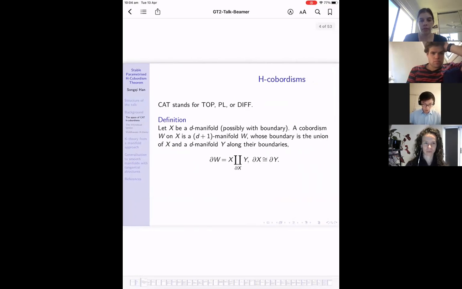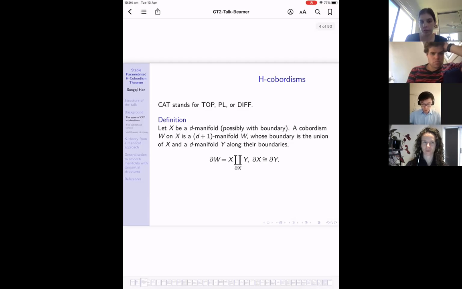And here comes the first player, which is the h-cobordism. In this section, CAT stands for topological manifolds or PL manifolds or smooth manifolds. And the main purpose of this project is to extend the theorem to the case of smooth manifolds with tangential structures. So first, we recall the definition of an h-cobordism and a cobordism.